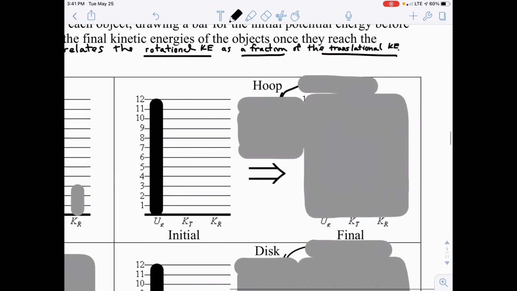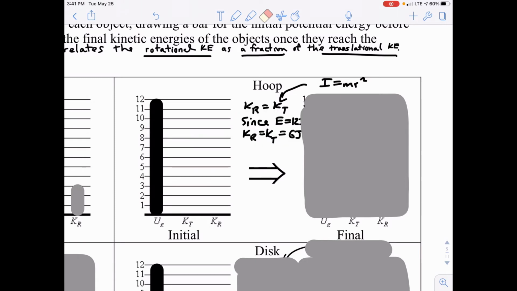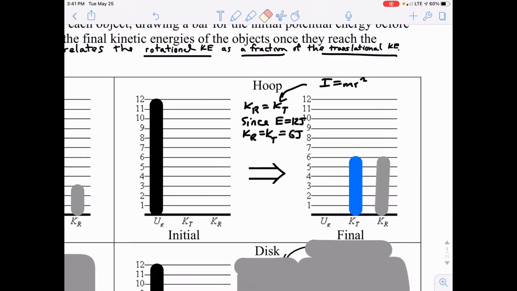The hoop. Well, you might remember the hoop was mr squared. Well, since the rotational inertia is not a fraction of mr squared, not 1/3, not 1/2, not 2/3, not 2/5, it's just 1 mr squared. What that means is the rotational kinetic energy is equal to the translational kinetic energy. And together, since they must add up to 12, each one of them must be 6, producing a graph that would look like this. Again, the 6 and the 6 joules must add up to the initial energy of 12 joules that we started with at the top of the incline.